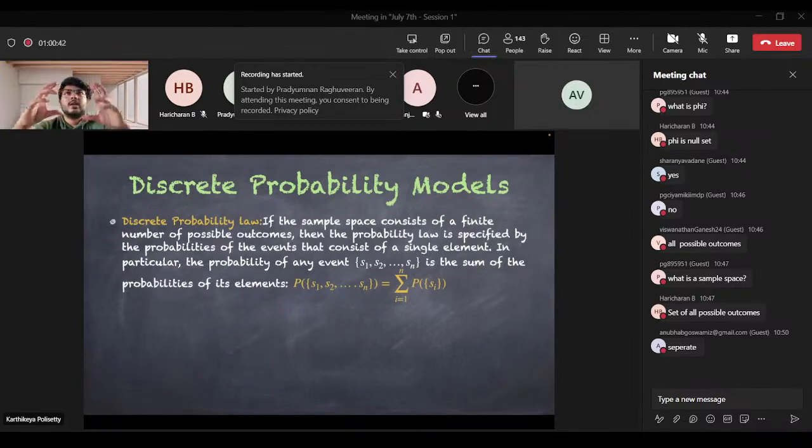See, like if you are tossing a coin twice, the sample space is HH, HT, TH, and TT. And our event can be getting both the outcomes to be same. So our event is {HH, TT}. Here we can take S1 as HH and S2 as TT. So what is the probability of the event? P of {HH, TT} is the same as P of HH plus P of TT. This is the discrete probability law. Like when it's not continuous and you can get the outcomes separately, then you can add the probabilities.